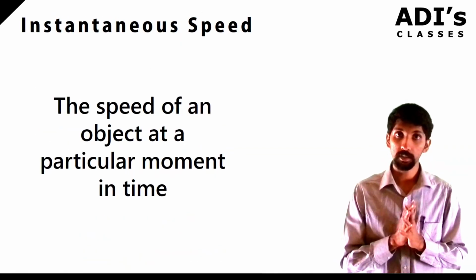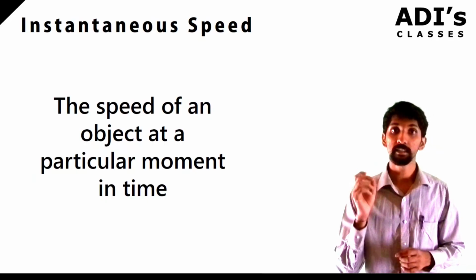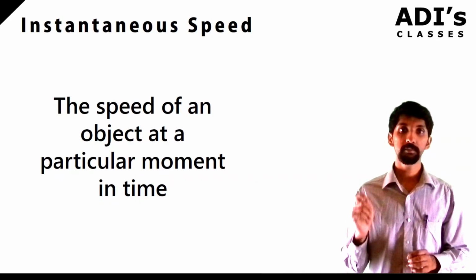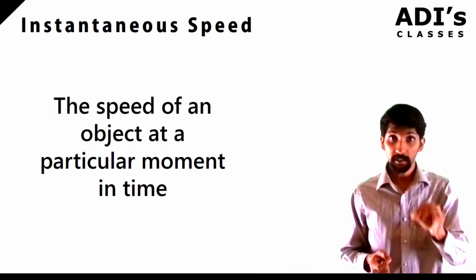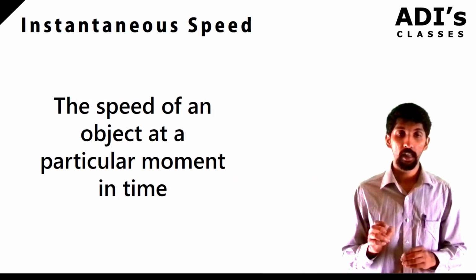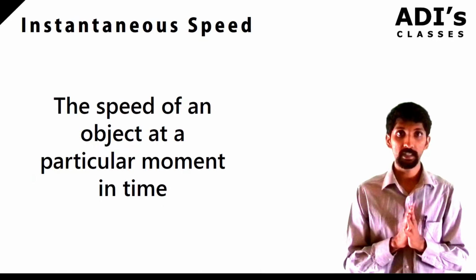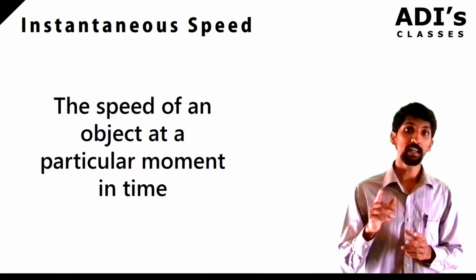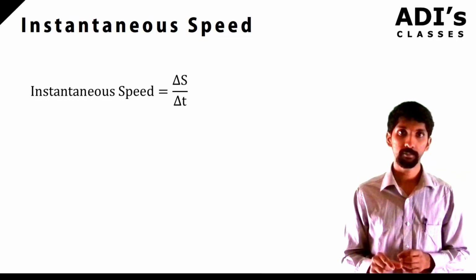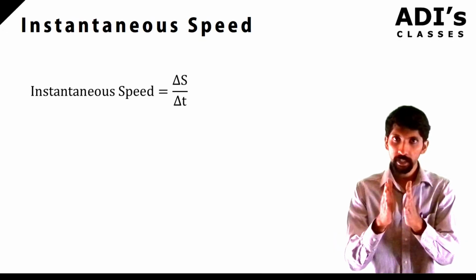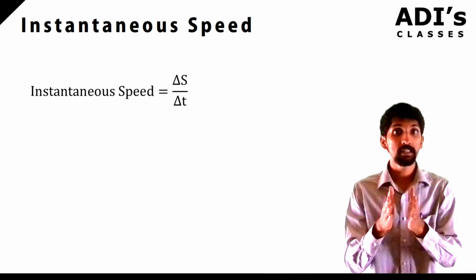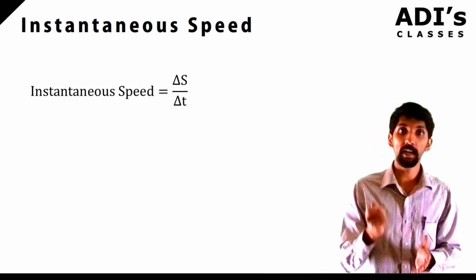There is one more thing, what we call instantaneous speed. Instantaneous speed is very important because it tells us what the speed is at that particular instant. We refer to instantaneous speed as delta S by delta T. Now, delta represents a very small change, that is, in a very small period of time, maybe like 1 second.